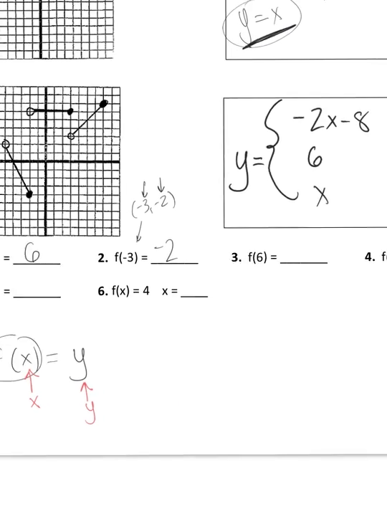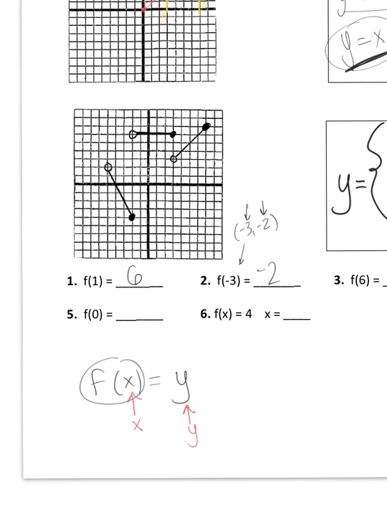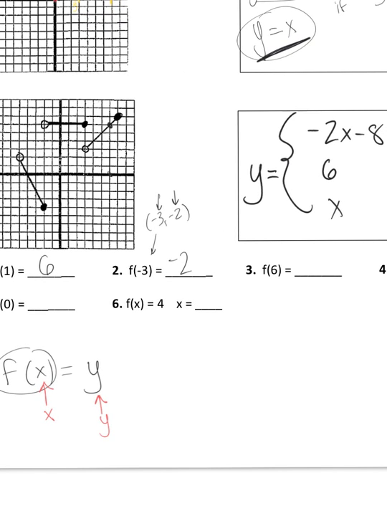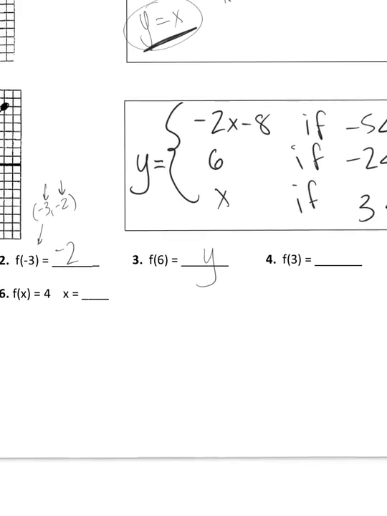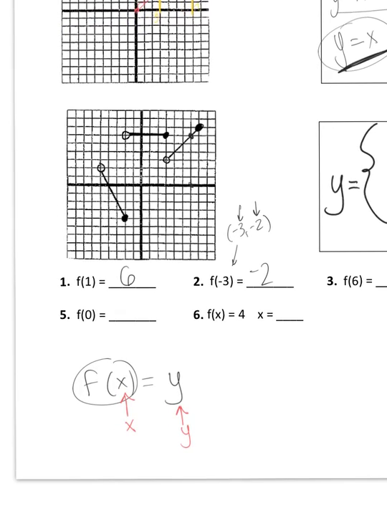Okay. The next one, I'm looking for f of 6. So I'm going to go over 6, 1, 2, 3, 4, 5, 6, and then I'm going to go up until I find my graph. So over 6, I'm right here. If I go up 2, 3, 4, 5, 6, I hit the graph right here, and so my y value was 6. I had to go up 6 to find my graph. Let's look at number 4, f of 3. So finding 3 on our x-axis puts me here, okay?